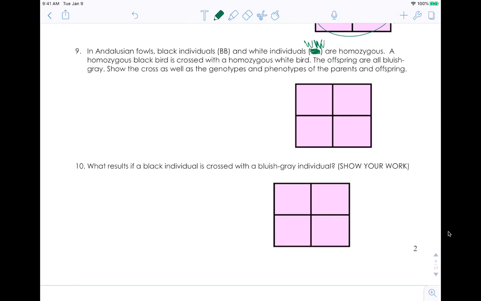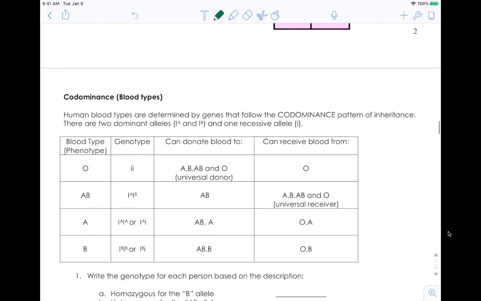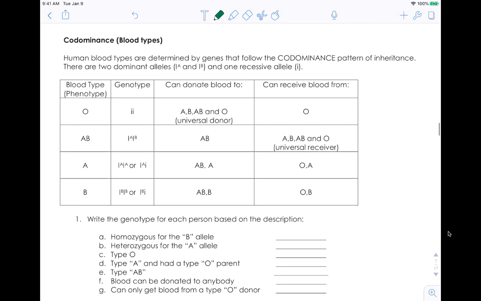Like I said, I literally typed in incomplete dominance practice sheet, and this is the first thing that popped up. And as you can see, it's wrong. So you can't trust everything on the internet. Anyway, one of the best examples of codominance is blood typing.